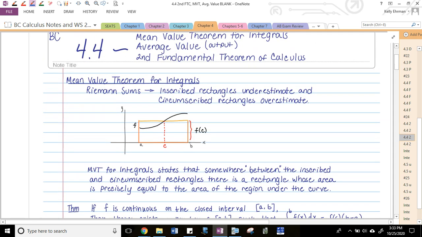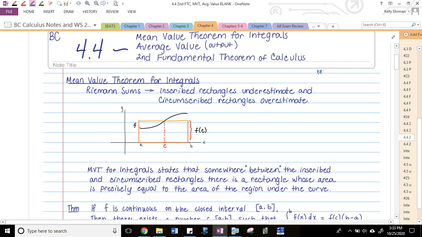Remember with derivatives, to recap, we said that if f is continuous and differentiable on an interval a to b, then there must exist some f prime of c for which that derivative, that tangent slope, is equal to the secant slope between the endpoints b and a. Has to be true. There's somewhere where we can come up with that tangent slope being the same as the secant slope.